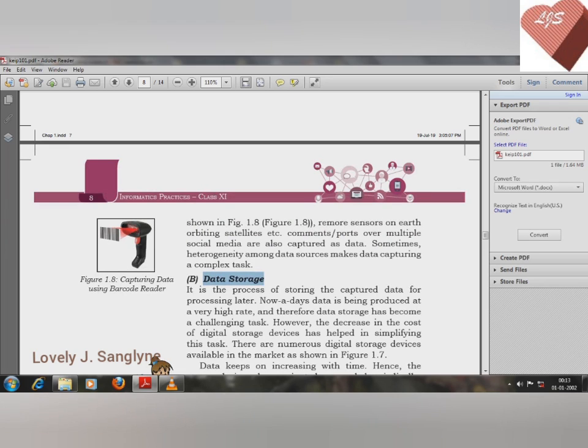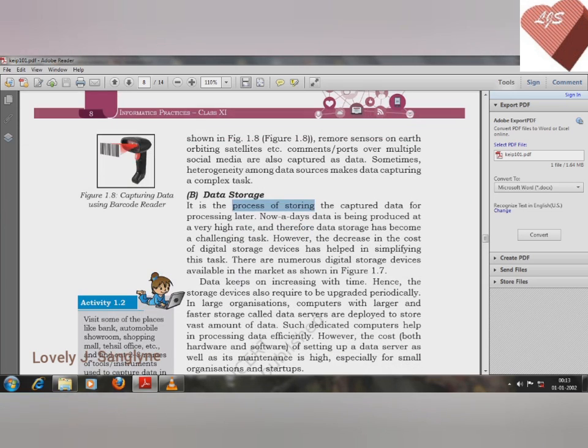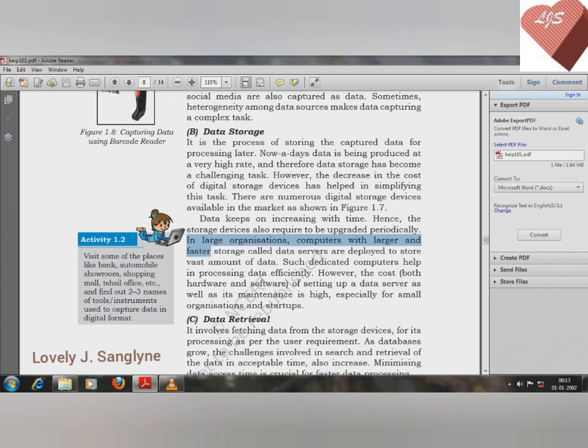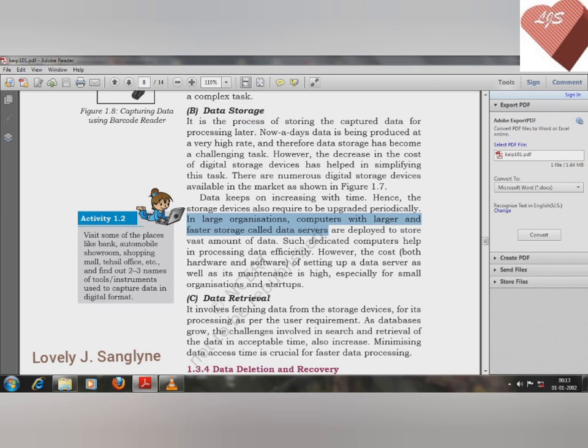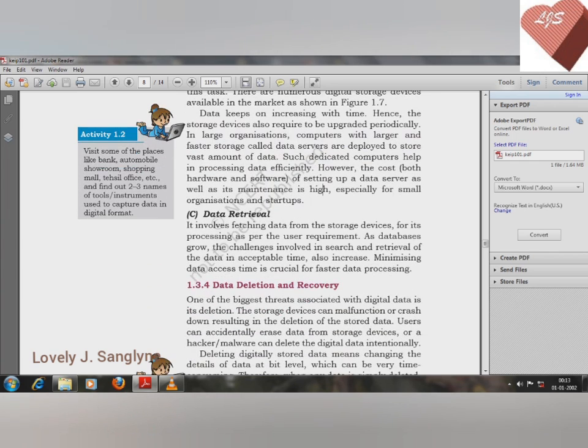Next is storage. Data storage is the process of storing the captured data for processing later. So after the data are captured by the input device, they are actually stored in the storage devices. We have learned about memory, so you can refer to the previous videos whereby I already discussed data storage. In large organizations, the data are usually saved in the data servers. So the huge storage areas are known as the servers.